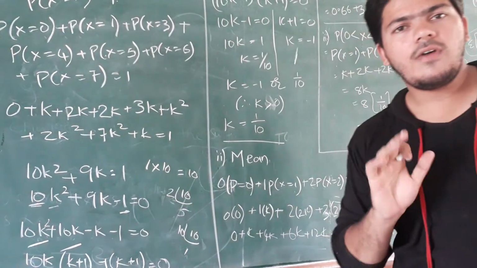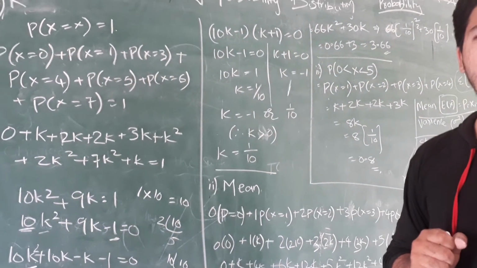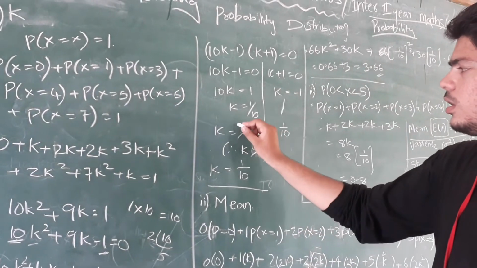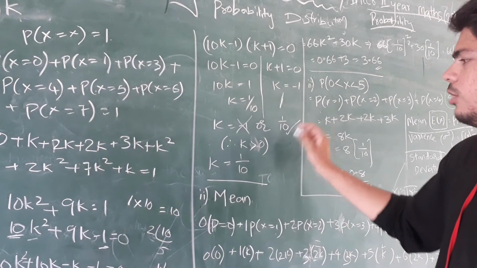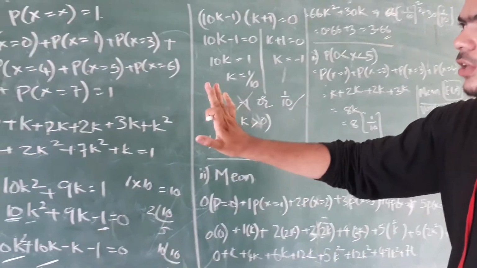But the value of k cannot be a negative number. It cannot be a negative number. So minus 1 is not right, 1 by 10 is the right one. So the k value is 1 by 10. Hoping that you have understood till k.